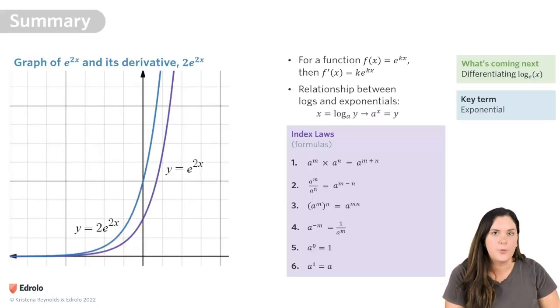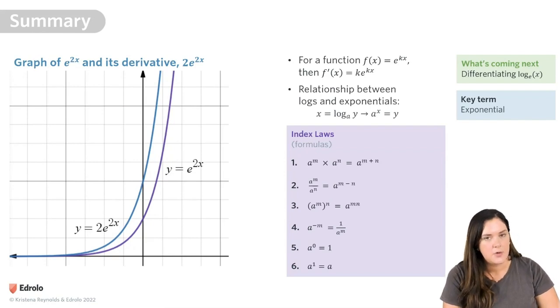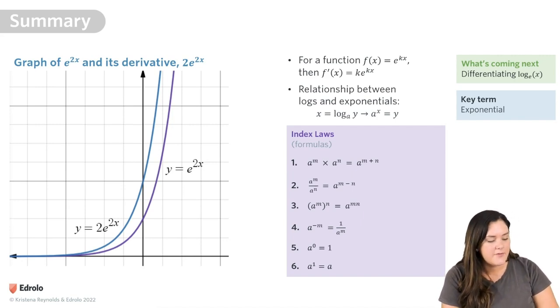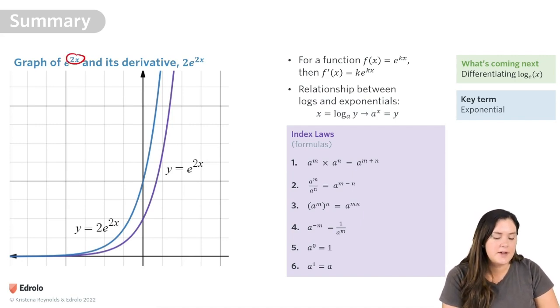And just to recap what we went over in this lesson, when we have e to the power of x, the derivative is going to be the exact same thing. So e to the power of x. But if we have something like e to the 2x, then the derivative is going to change just slightly. So we differentiate the power and bring that to the front. So we'll have a coefficient there of e.